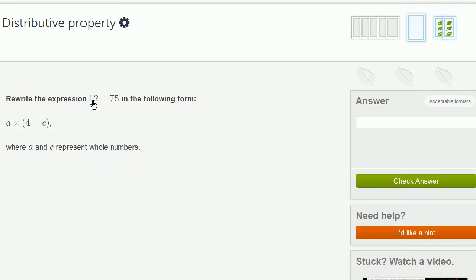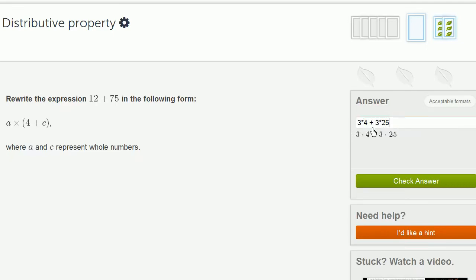If we look at these two numbers, the greatest common divisor of 12 and 75 looks like it is 3. Both of them are divisible by 3. So you can write 12 as 3 times 4, and 75 is the same thing as 3 times 25.